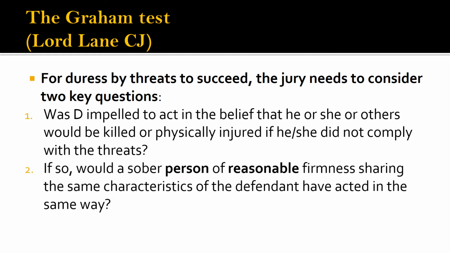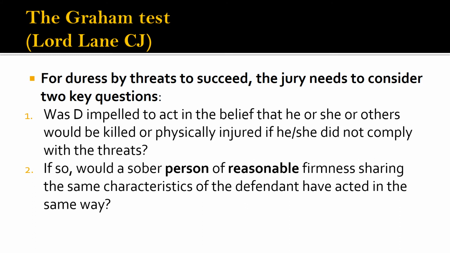And if yes to that question, then the jury can move on to the second part, which is: would a sober person of reasonable firmness, sharing the same characteristics of the defendant, have acted in the same way? So this, hopefully you've identified, is the objective part. And interestingly, if you look at the wording, reasonable firmness, sharing the same characteristics. Now, characteristics, as we've seen with other tests, would most likely be age, sex, and similar characteristics like that.